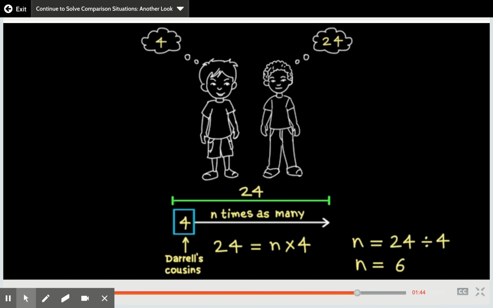We can check the quotient in the multiplication problem. 24 equals 6 times 4. Yup. Whoa! Robert has a lot of cousins compared to Daryl.